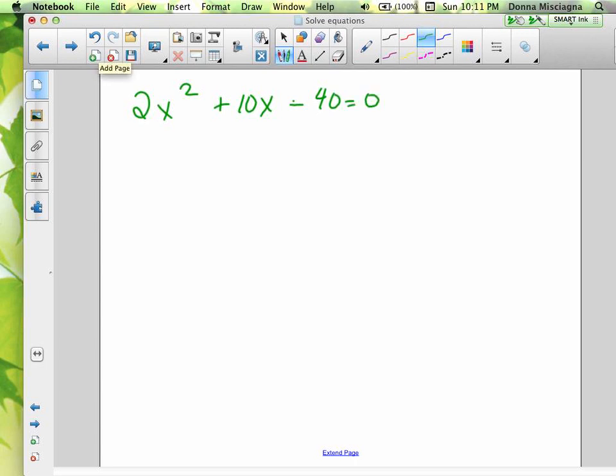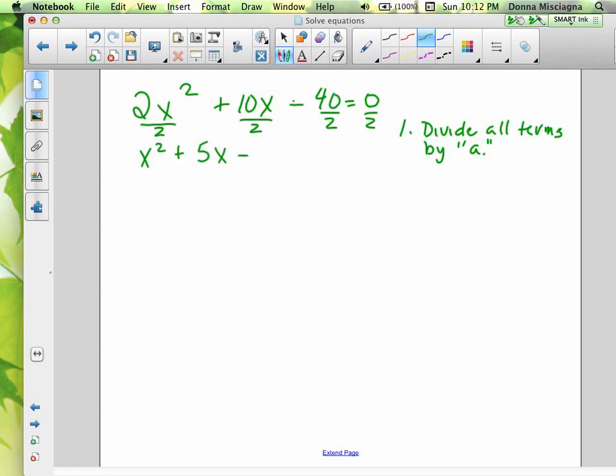All right, so our first step, we have to divide everything by 2, right? So divide all terms by a. And if you want a harder example for your notes, this would be a good one. Hopefully there's something to simplify. But at least we're going to have an odd number for b. All right, so that'll be x squared plus 5x minus 20 equals 0.